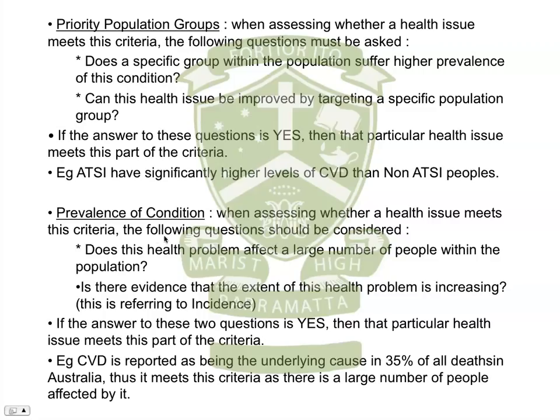The prevalence of condition, so how many people actually have this condition? Is this condition something that affects a large number of people in the community? And if it is, obviously, then that's going to meet this part of the criteria. That would be why HIV/AIDS is not considered a priority issue, because if you look purely at the numbers, there are not a lot of people with that particular condition.